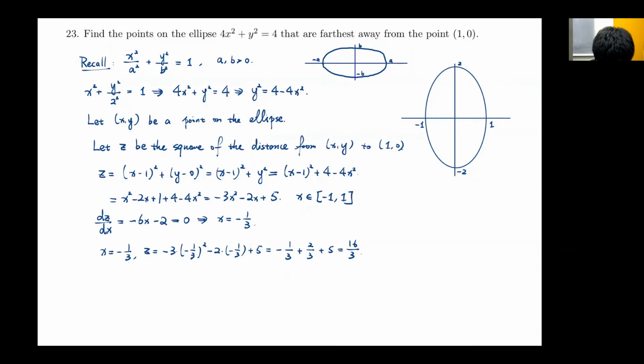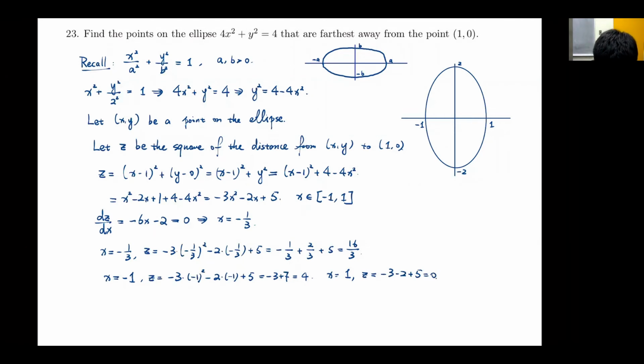And we also need to know the z values when x equals minus 1, but this is pretty easy. So if x equals minus 1, z equals minus 3 times minus 1 squared, minus 2 times minus 1, and then plus 5. And the answer will be minus 3 plus 7, which will be 4. And if x equals positive 1, then I will get z equals minus 3 minus 2 plus 5, and the answer will be 0.